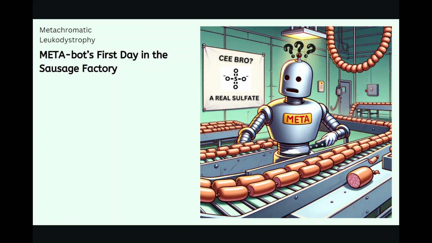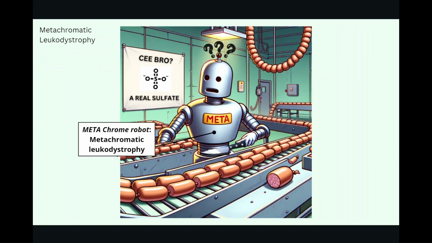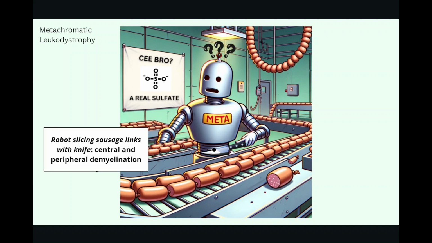This image, titled Metabot's First Day in the Sausage Factory, takes place, of course, in a sausage factory operated by our Metachrome robot friend here. This should help you remember metachromatic leukodystrophy. He is slicing up sausage links, signifying the central and peripheral demyelination that occurs in this disease.